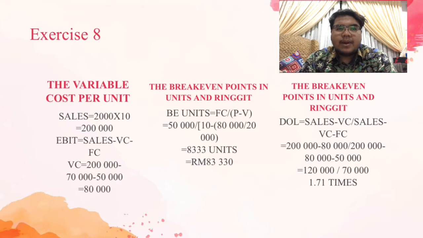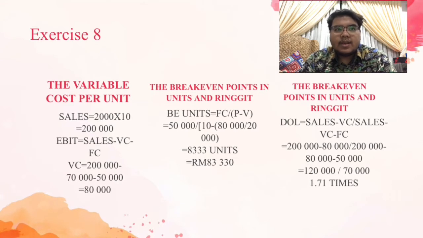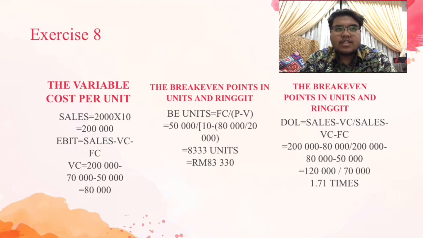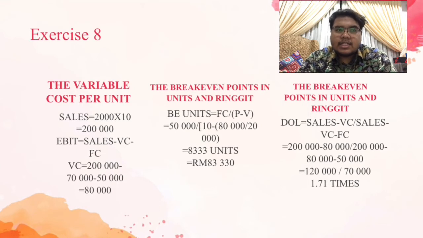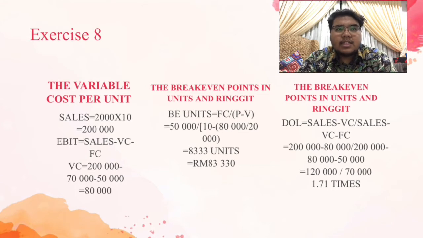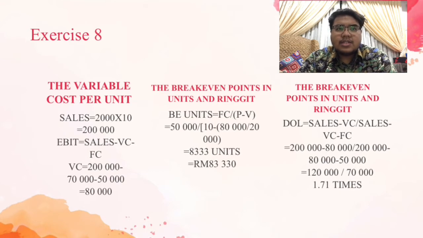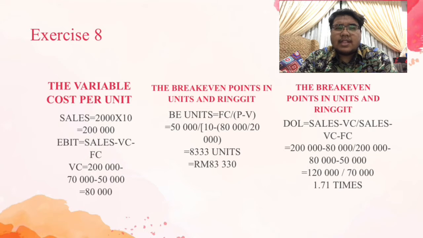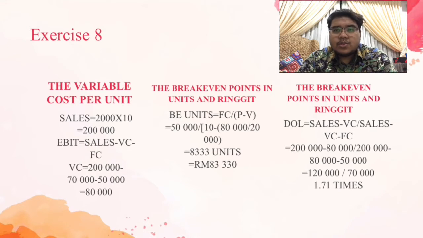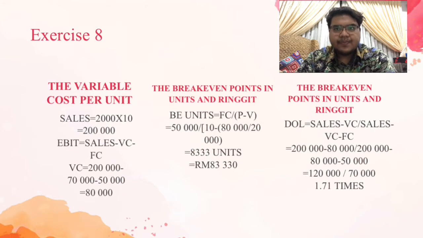10 is the price per unit, and then we have to use the formula EBIT equals sales minus variable cost minus fixed cost. The EBIT is 70,000 equals 200,000 minus variable cost minus 50,000. To find the variable cost, we have to subtract 200,000 minus 70,000 minus 50,000, which equals 80,000. That is the variable cost in this question.